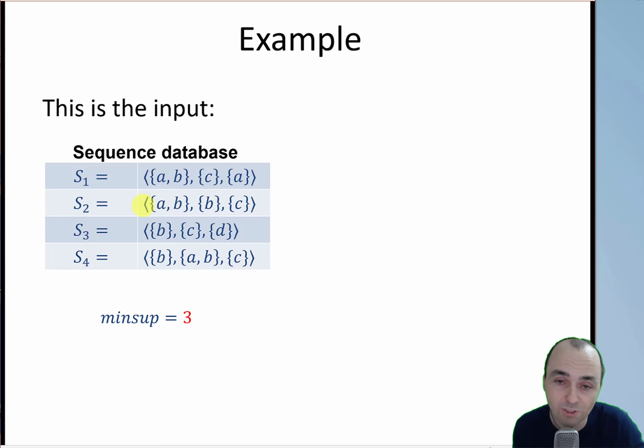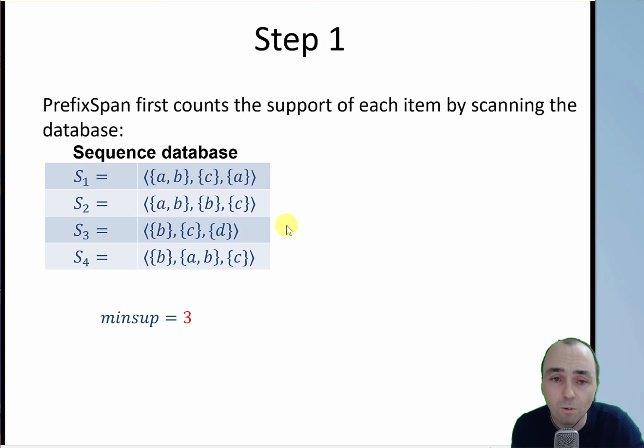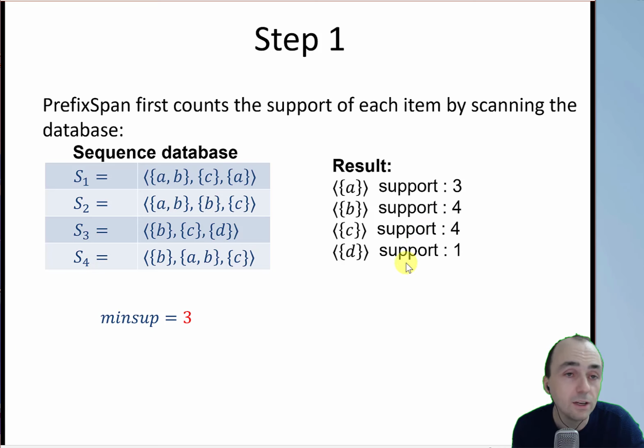So PrefixSpan will do this. Okay, let's have a look. The first step: PrefixSpan will read the database to count the support, that means the frequency, of each item in the database. Here we have the database, and PrefixSpan will read this database one time, so it takes linear time to count how many times we have A, B, C, and D. The result will be like this. Here A has a support of 3, appearing 3 times, B appears 4 times, C 4 times, and D 1 time.